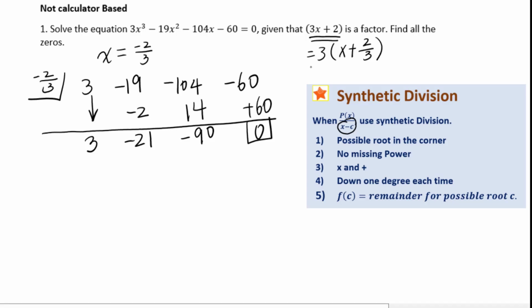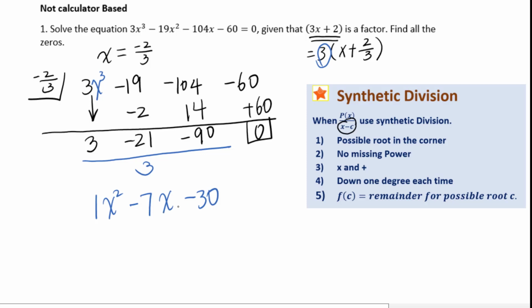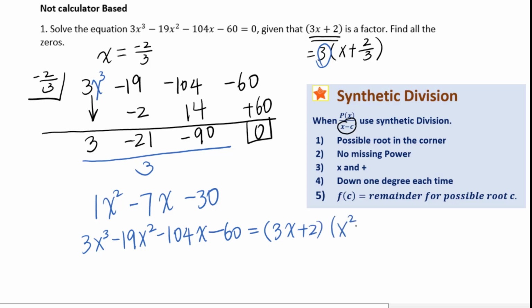Then do not forget to divide by this 3. You will get 1, negative 7, negative 30. Then here's x to the third power, so you have x squared, x, minus 30. So for the polynomial function, 3x third power minus 19x squared minus 104x minus 60 equals 3x plus 2 times x squared minus 7x minus 30.